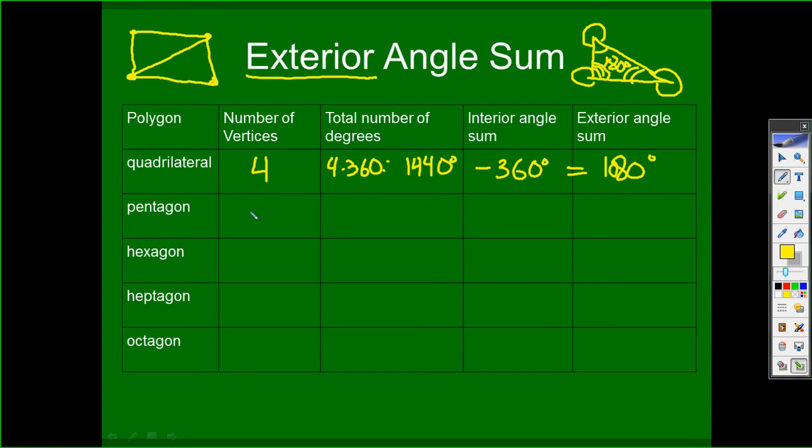The pentagon is the same type of problem. 5 vertices, so I'm going to take 5 times 360, and I'm going to find that this has 1800 degrees total. And then I need to subtract away what's on the inside, which would be 3 times 180. 5 minus 2 is 3. 3 times 180 is 540. And I end up with 1260 degrees on the outside.